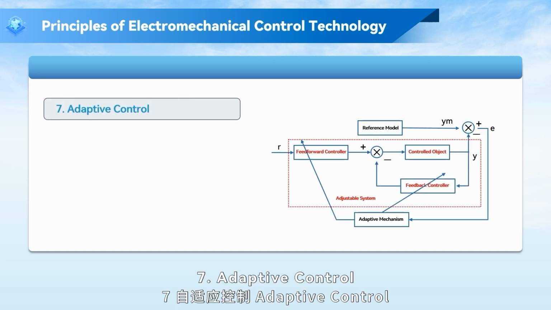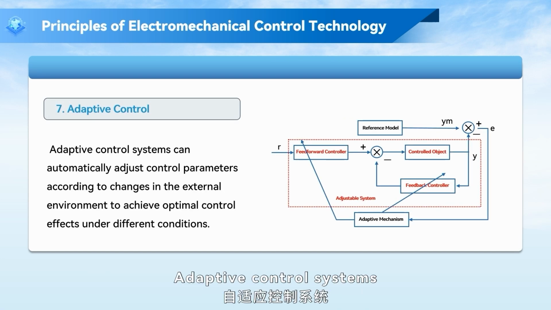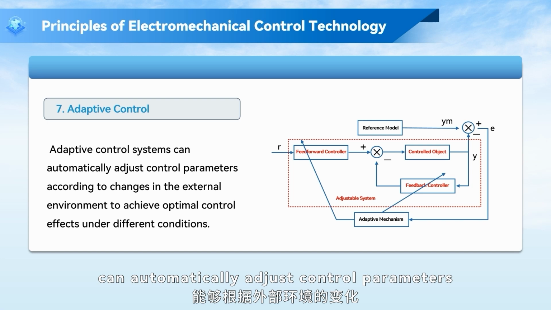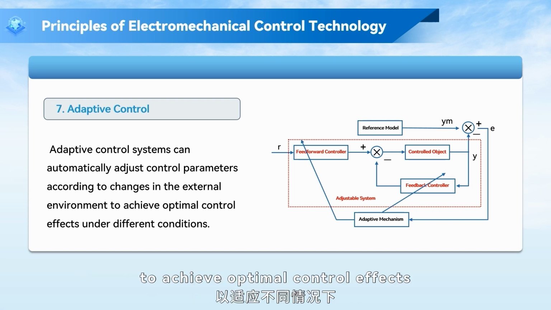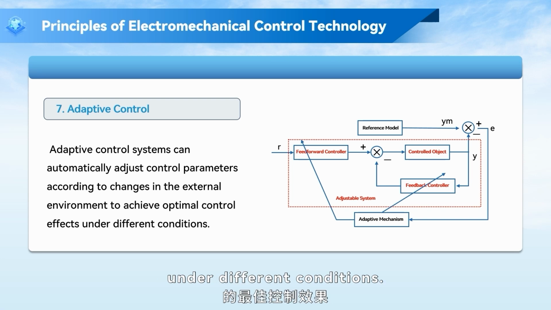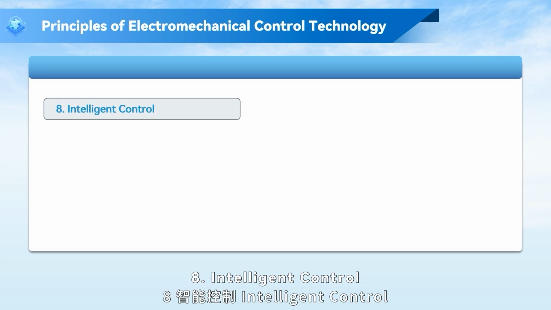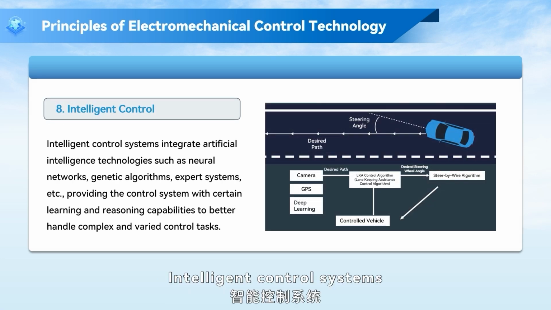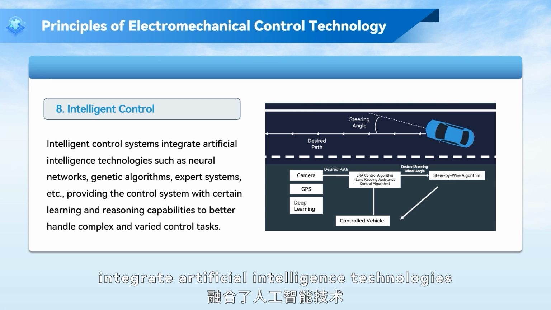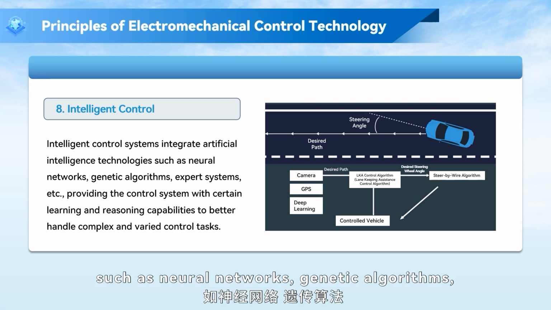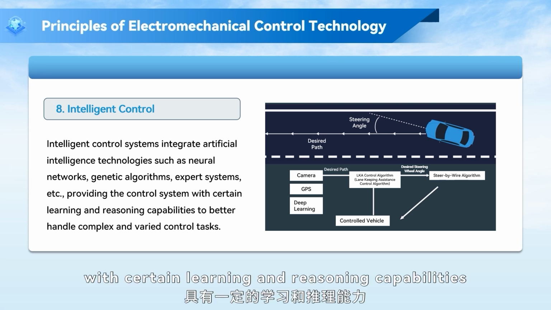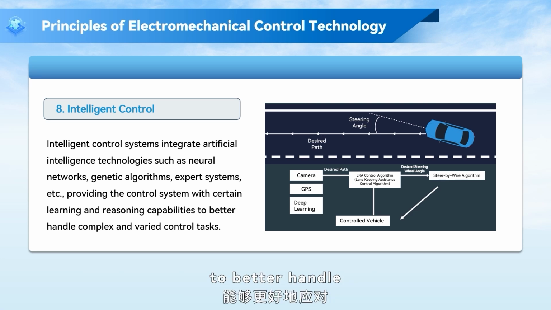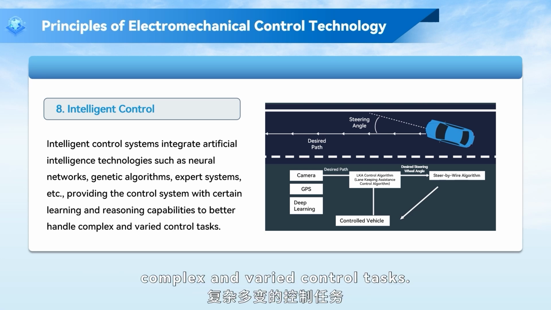7. Adaptive control. Adaptive control systems can automatically adjust control parameters according to changes in the external environment to achieve optimal control effect under different conditions. 8. Intelligent control. Intelligent control systems integrate artificial intelligence technologies such as neural networks, genetic algorithms, expert systems, etc., providing the control system with certain learning and reasoning capabilities to better handle complex and varied control tasks.